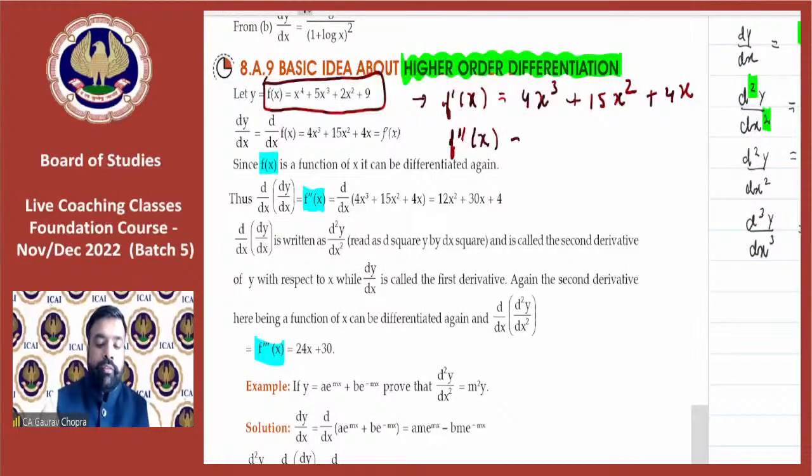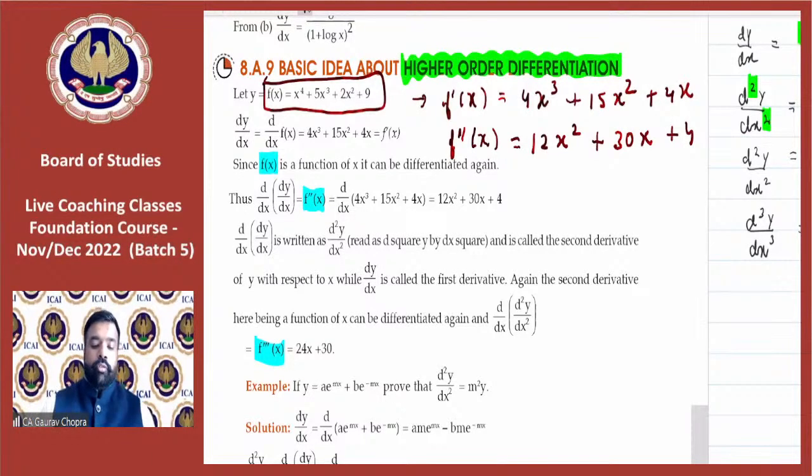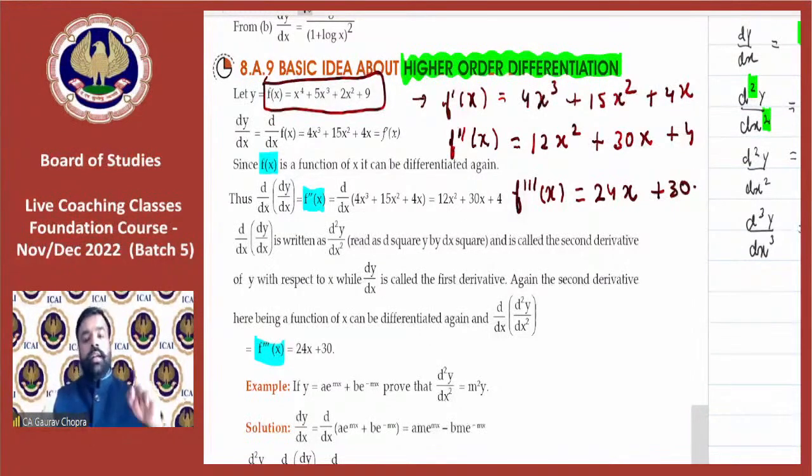Now, in order to calculate f double dash, again we will differentiate. It will become 12x to the power of 2 plus 30x and then plus 4. This is the second order derivative. For the third order derivative, what we have to do? 24x square, so it will become 24x plus 30. This is the third order derivative. So if we are calculating the derivative one time, it is first order, two times, second order, three times, then it is order number 3. Okay, I hope it is clear till now.